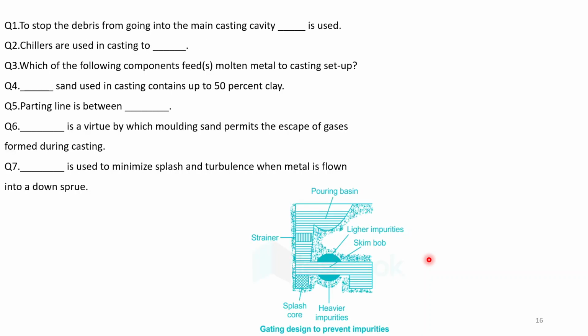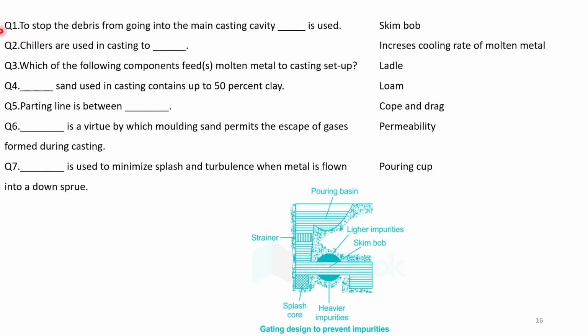Now these are various questions. First, to stop the debris from going into the main casting cavity, the skim bob is used. As the name suggests, it is for skimming. Then chillers are used in casting to increase the cooling rate of molten metal. I told this in the previous lecture as well. Chillers or chills are used to increase cooling rate and to provide directional solidification. Which of the following components feed molten metal to the casting setup? The ladle is used for pouring metal.